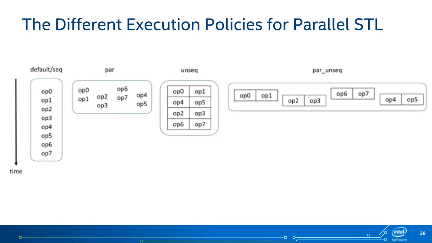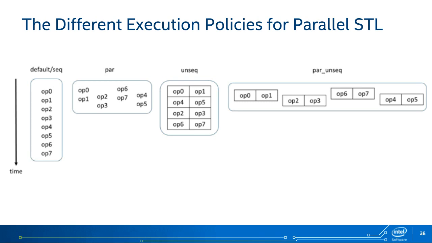What do these all mean? The default or sequential execution means that the operations for your algorithm have to execute in some sequence order. Many algorithms define the sequence order as an indeterminate sequence, but it means that each operation is executing on a single thread, and one operation executes to completion before the next operation starts. That's the default sequential policy.